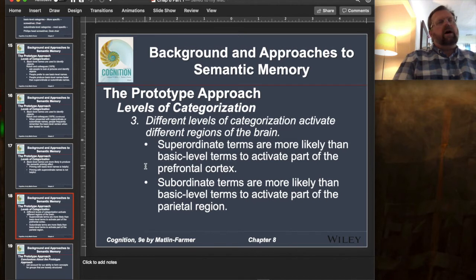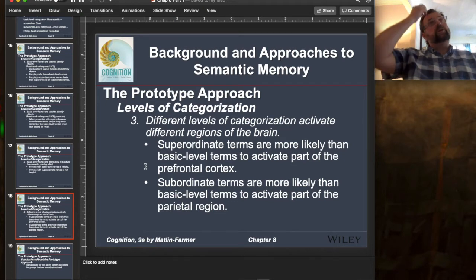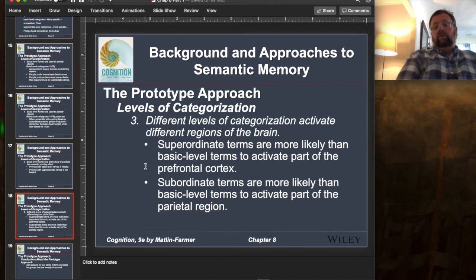So one other part of this levels of categorization approach is that it seems to be the case that different kinds of categorization actually activate different regions of the brain. So it's probably the case that when we're using a different level of categorization, we're thinking about it in a slightly different way, and that corresponds to different kinds of brain activation.